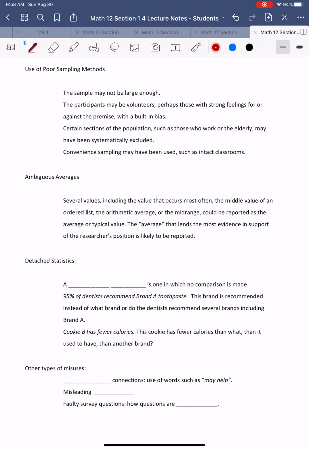Okay, so several values, including the value that occurs most often, the middle value of the ordered list, the arithmetic average or mid-range, could be reported as the average or typical value. But the average that lends the most evidence in support of the researcher's position is likely to be reported.